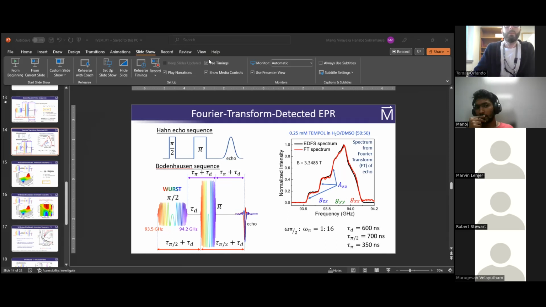Do you get artifacts at the edge of the... I see. Yes, I think we get the artifacts at the edge. Okay.